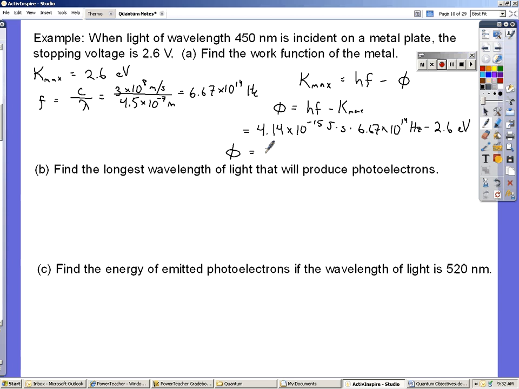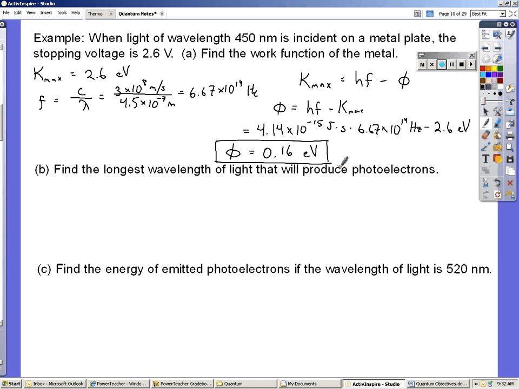And we get a work function of 0.16 electron volts. Pretty easy problem. Main thing is to keep your units on track. If you want to use joules, you have to use one value of h. If you want to use electron volts, which is usually more convenient, you want to use another value of h.